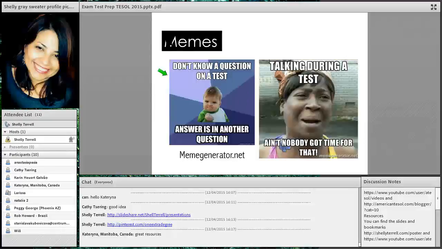Here's a good example. This is the success baby, and he says, if you don't know a question on the test, answer is in another question. And I actually got this from Meme Generator. Talking during a task, ain't nobody got time for that. So you can give them the different procedures for the task, and then also tips.